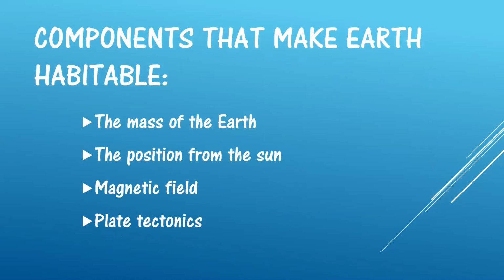So the components that make the Earth habitable and why we have all the features on the previous slide is because of the mass of the Earth, the position from the sun. So it's just close enough for it to be hot, but not where it'll burn down the planet. Then this magnetic field and plate tectonics.